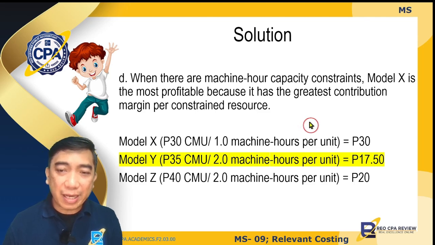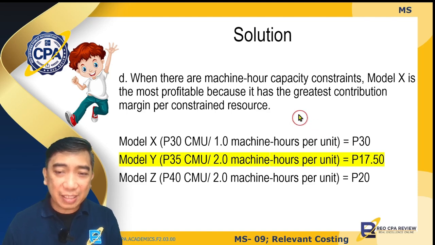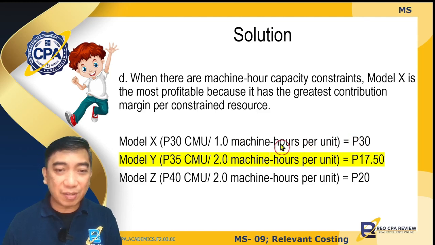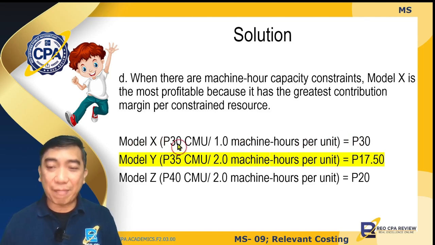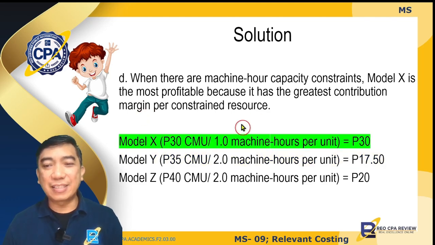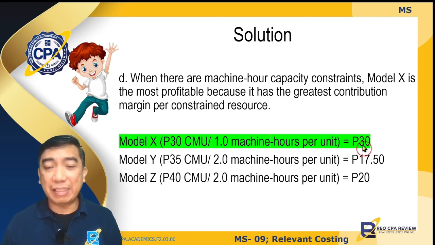It is the product with the highest contribution margin per machine hour. Okay? So class, sa situation natin na to, ang mangyari dito is what? Okay, so class, this should be model X dapat ito. Ayan class, it should be model X. Model X because it has the highest contribution margin per unit of 30 pesos.